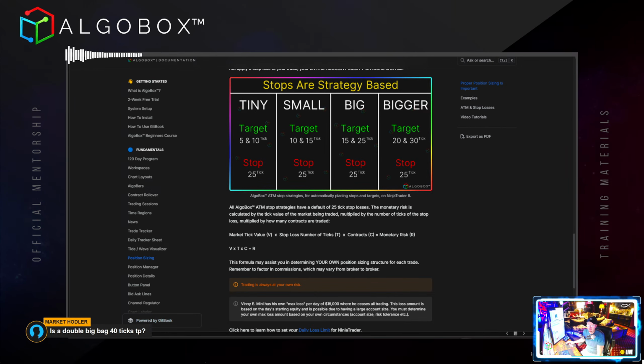Is a double big bag 40 ticks take profit? Yeah, yep. For me, yeah. You'll hear me say double big. Big bag is 20. Standard bag, 10-15. Grab a bag, 10-15.